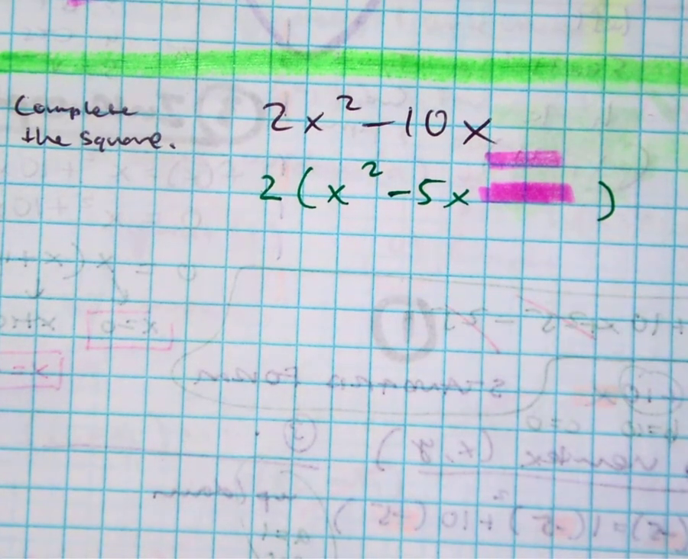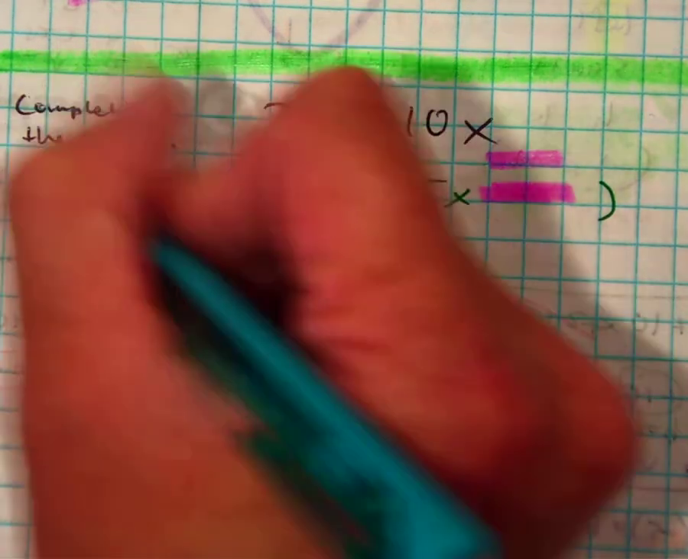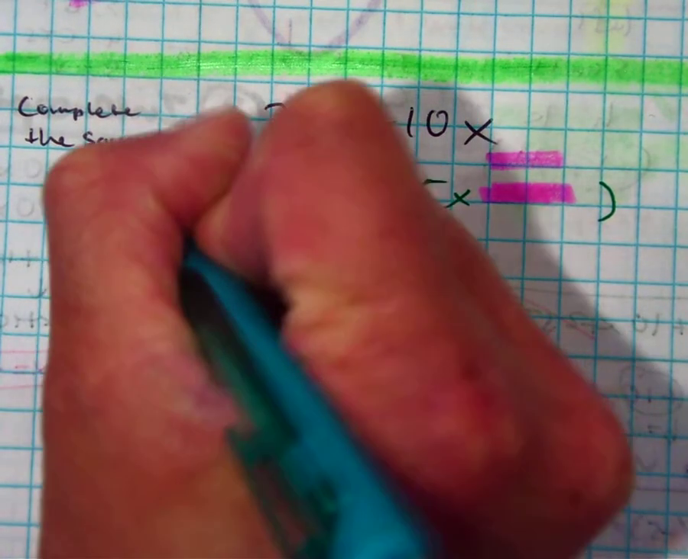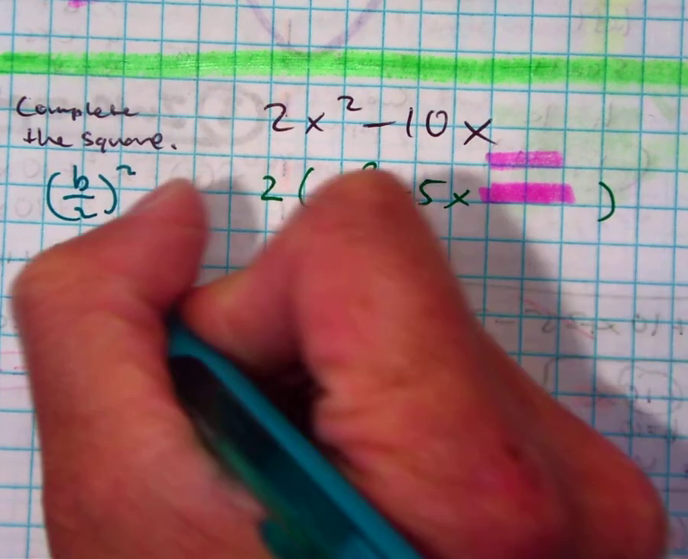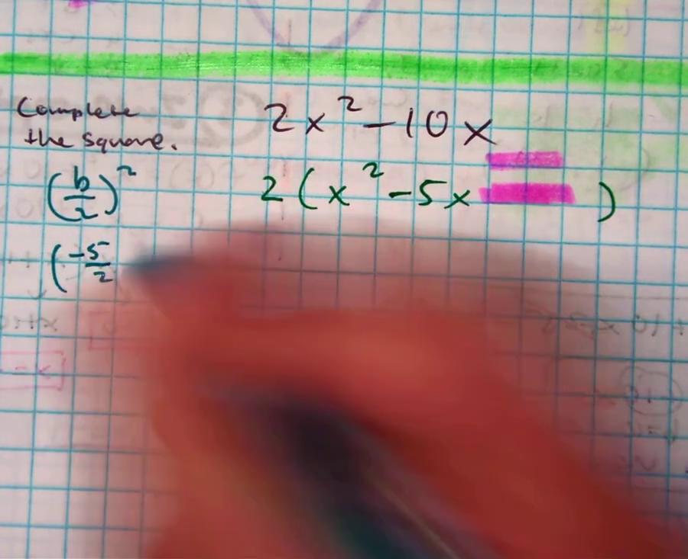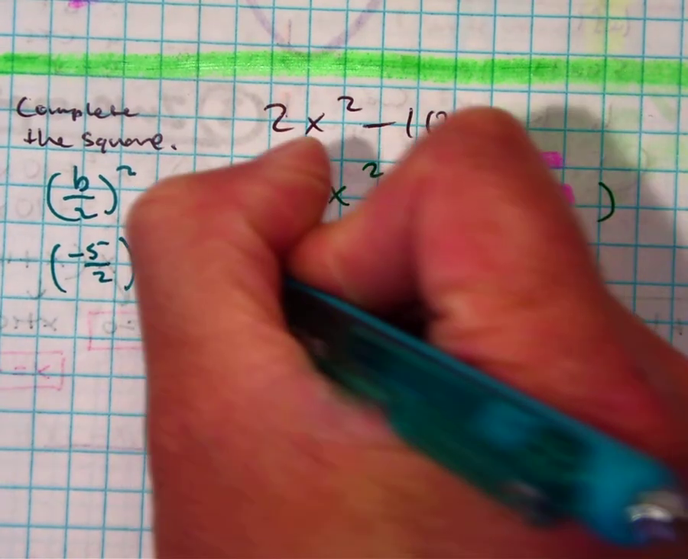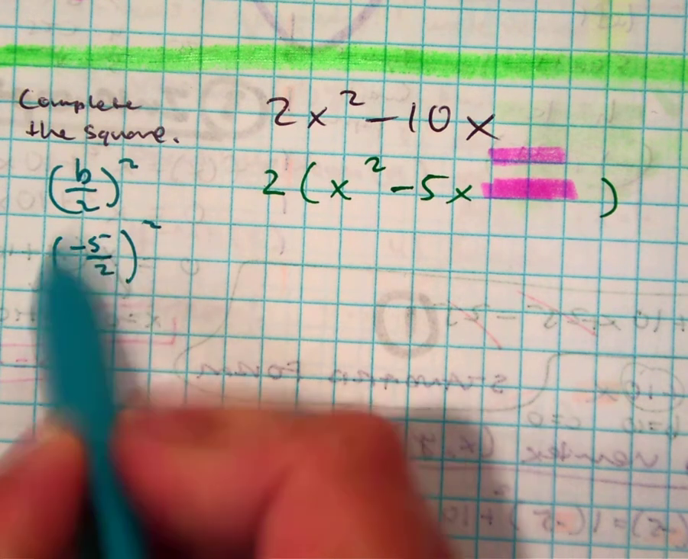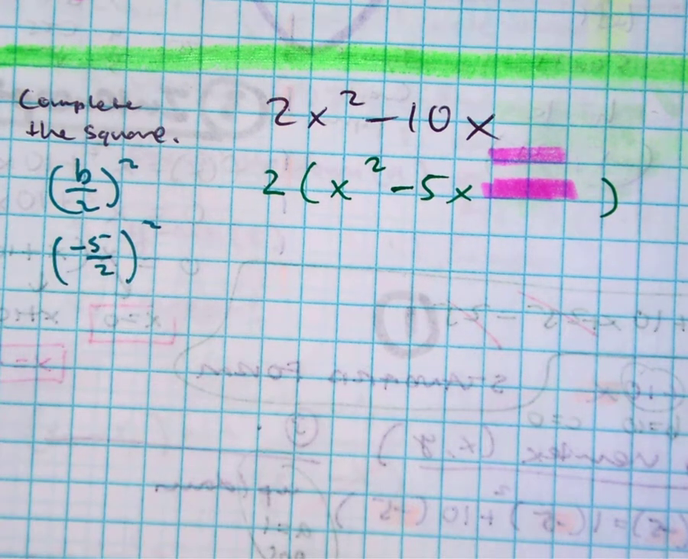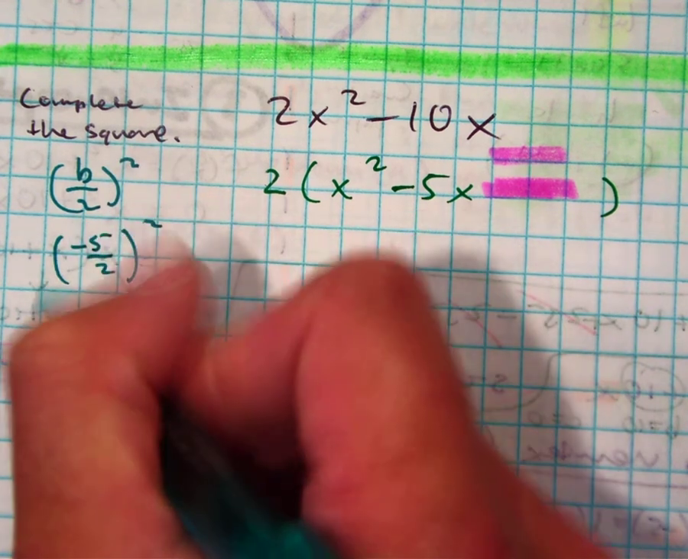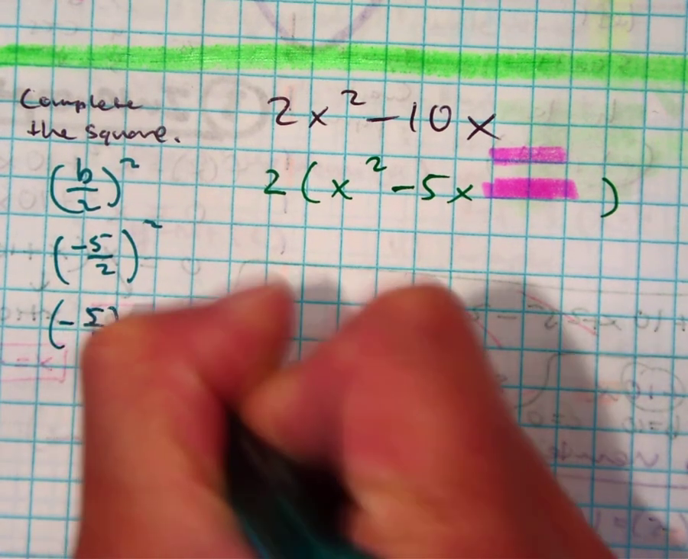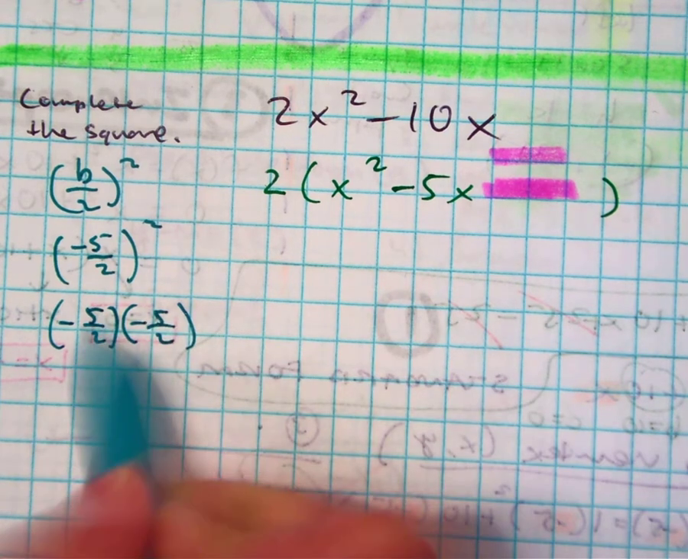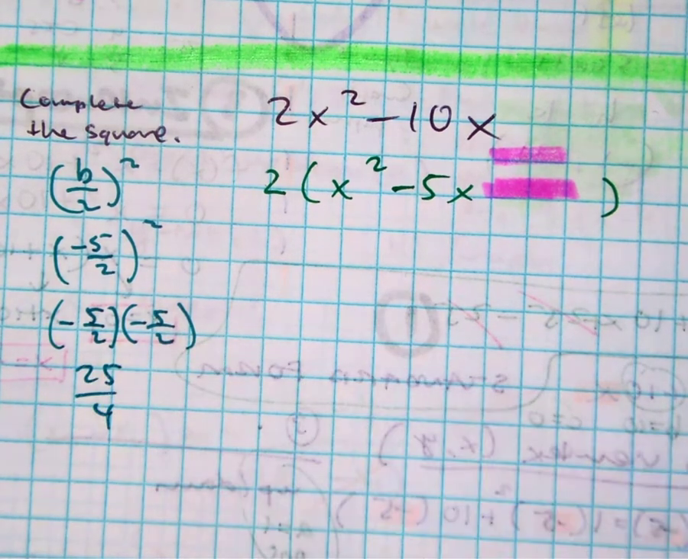Well, to get this number, I'm going to look inside the parentheses, and inside the parentheses my b value is negative 5. So I'm going to take my b value, just negative 5, divide it by 2, and square it. Negative times negative is positive, and this would be squared, so this will be negative 5 halves times negative 5 halves. Multiply across, and you'll get 25 over 4. Raise your hand if you got 25 over 4.